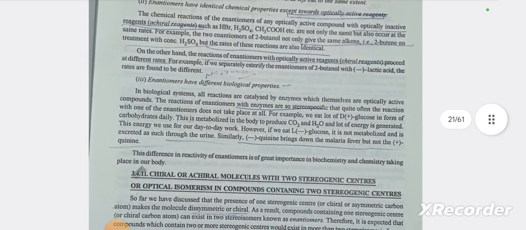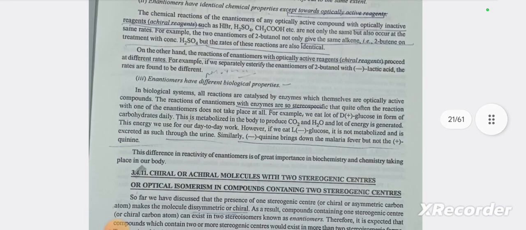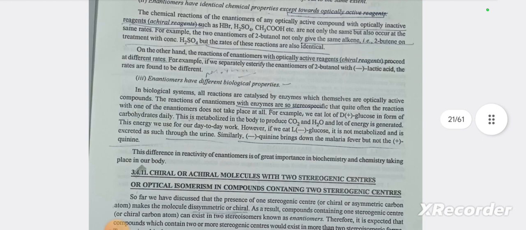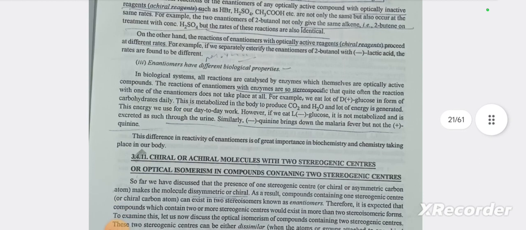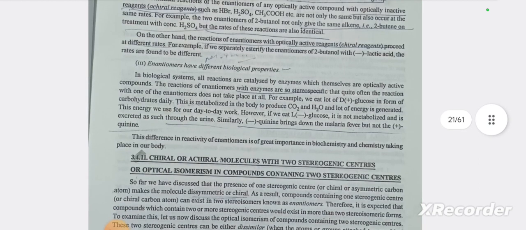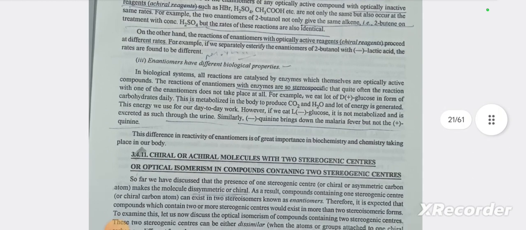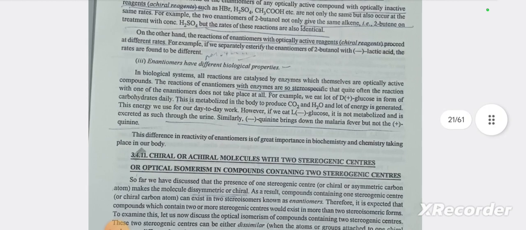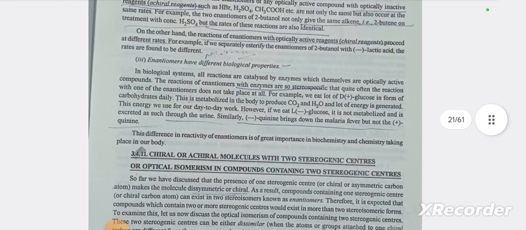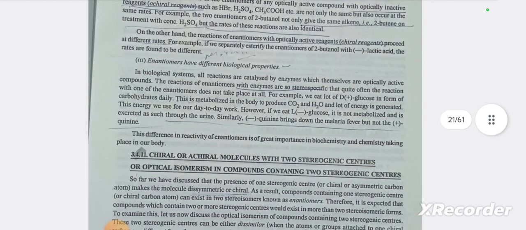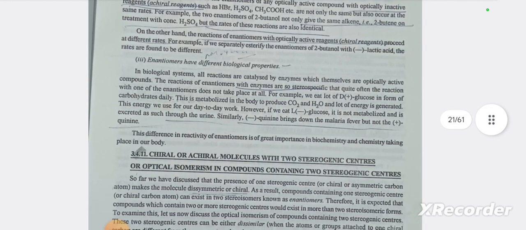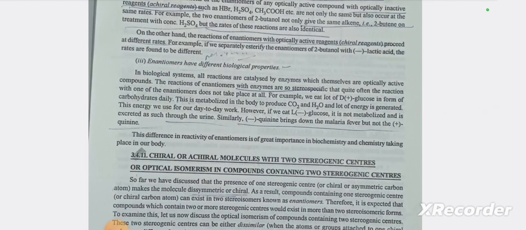To the same extent, enantiomers have identical chemical properties except towards optically active reagents. The chemical reactions of the enantiomers of an optically active compound with optically inactive reagents, a chiral reagent such as HBr, H2SO4, CH3COOH, etc., are not only the same but also occur at the same rates. For example, the two enantiomers of butan-2-ol not only give the same alkene, that is but-2-ene, on treatment with concentrated H2SO4, but the rates of these reactions are also identical.